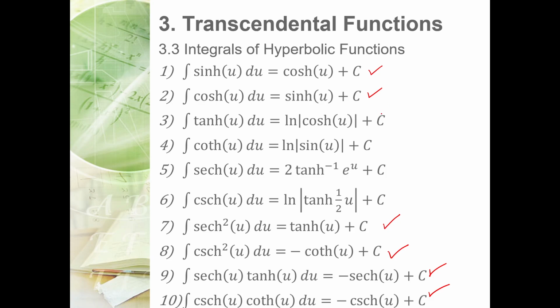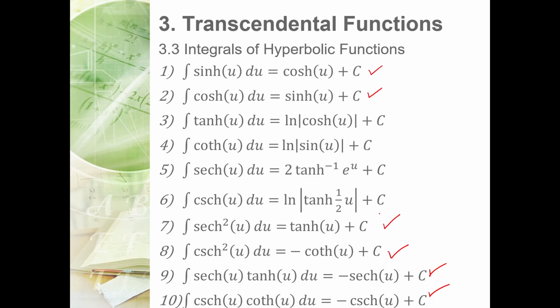I think they are also just a counterpart of your trigonometric functions, but they only differ in the operation or the sign. For example, in trigonometric functions, the integral of sine is negative cosine, but in hyperbolic functions, the integral of hyperbolic sine is positive hyperbolic cosine. That's what differs between trigonometric and hyperbolic functions.